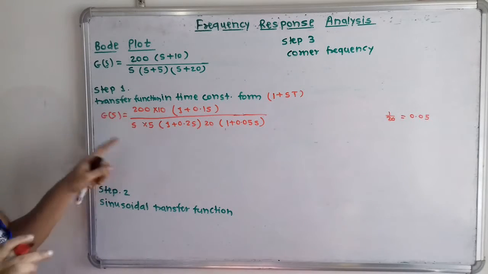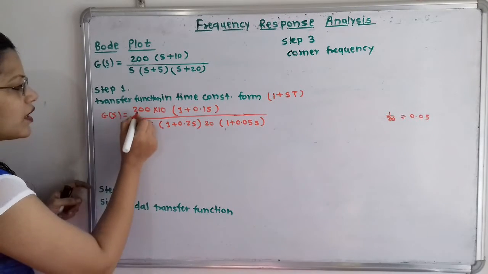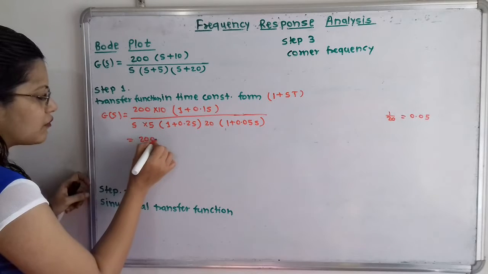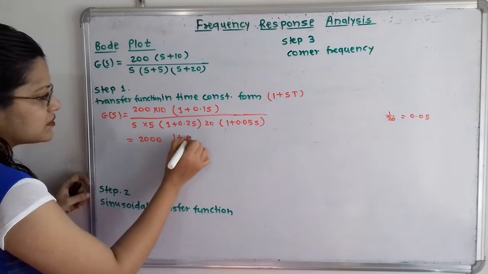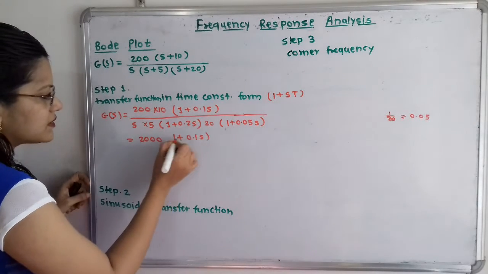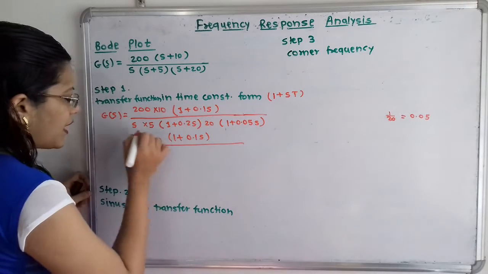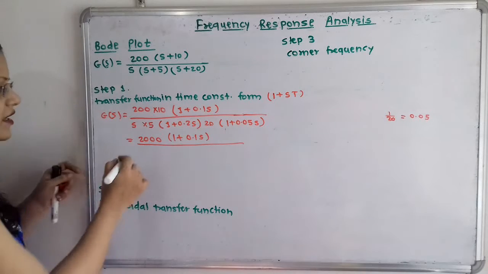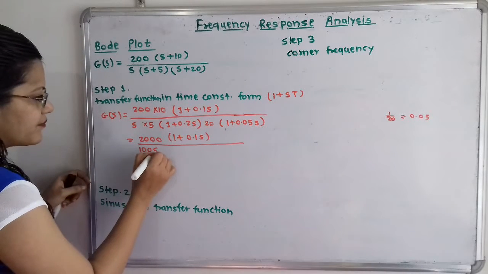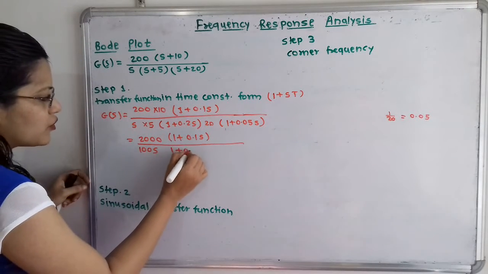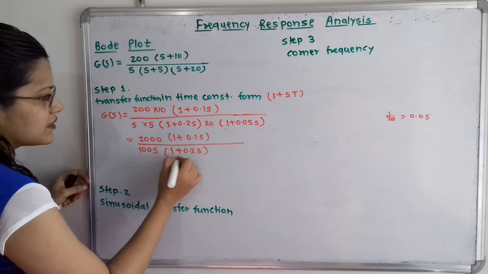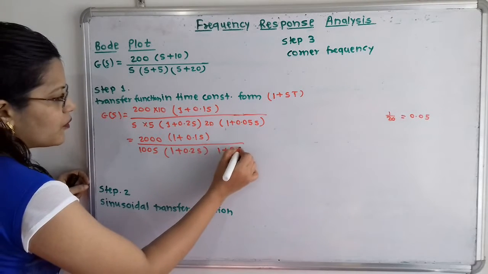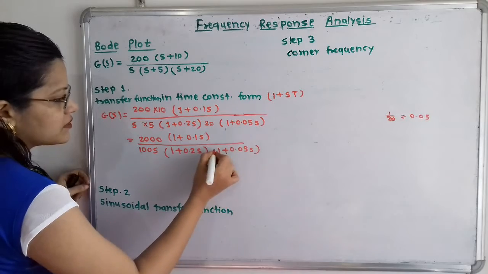Now we will simplify this. 200 multiplied by 10 is 2000, times (1 + 0.1s), divided by 5 multiplied by 20 multiplied by s, that is 100s, then (1 + 0.2s) and (1 + 0.05s).